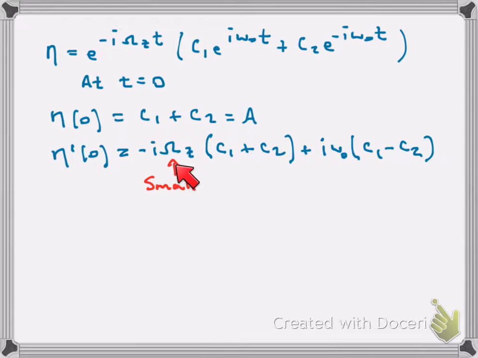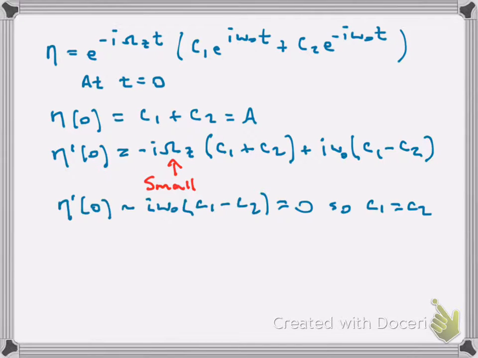So since omega z is small compared to omega naught, I can ignore this term. And then when I rewrite, I get eta prime, where prime here is a time derivative, at 0 is about equal to i omega naught (C1 minus C2). And all of that's equal to 0, so that must mean C1 equals C2.